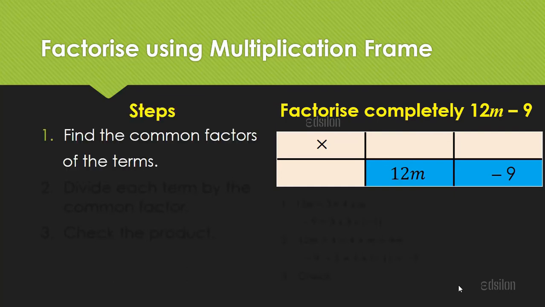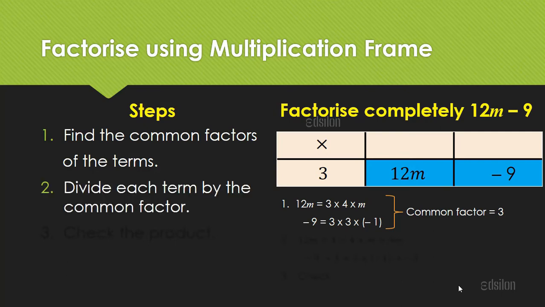Step 1. Find the common factors of the two terms in the blue boxes. So 12m is 3 times 4 times m. Negative 9 is 3 times 3 times negative 1. We can immediately see that the common factor of 12m and negative 9 is 3. Where do we write the common factor in the multiplication frame? It's here. Now we have two more blanks to fill in. What do we fill in?